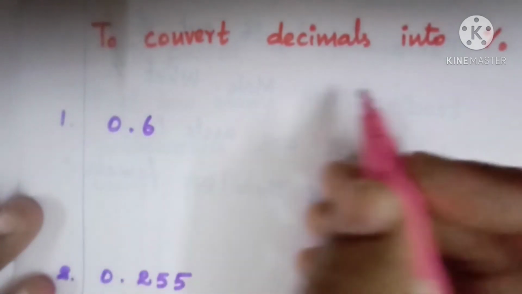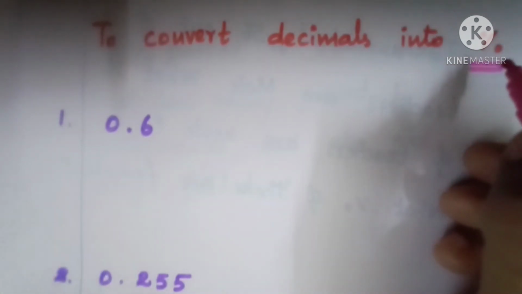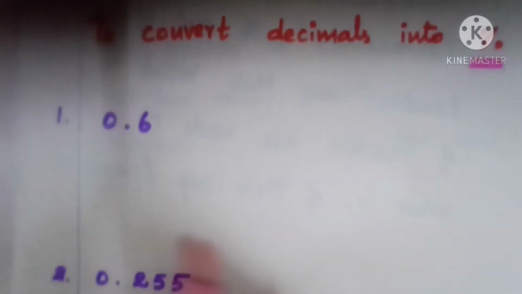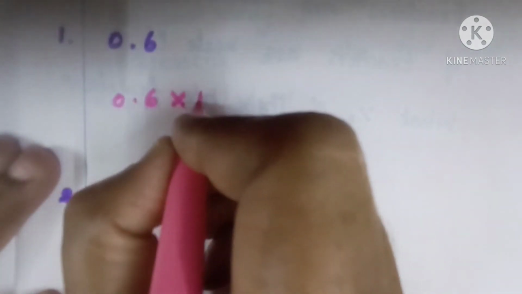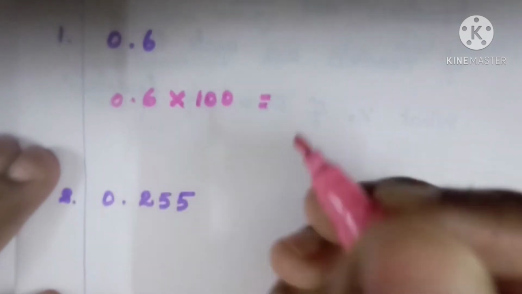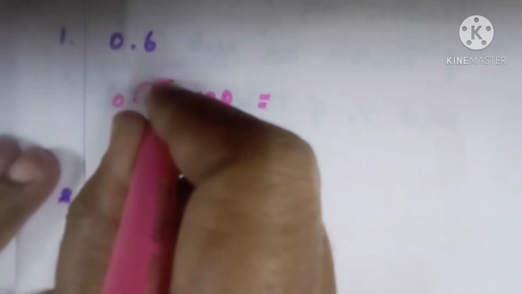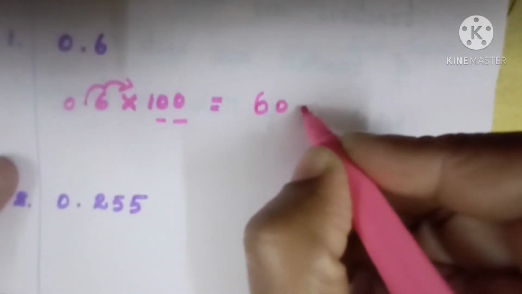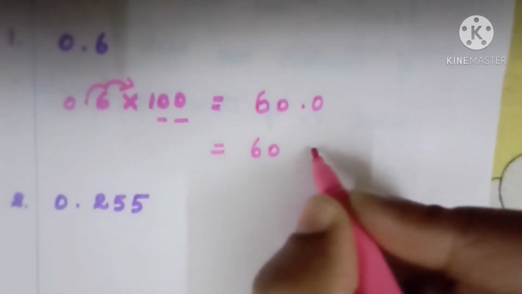Later, to convert a decimal into a percentage. Here also, for any number you have to convert into a percentage, what do you have to do? You have to simply multiply by 100. So, first sum 0.6. So, 0.6 into 100. Multiplying by 100 means 100 has 2 zeros, so you can move the decimal 2 places. So, your answer is 60.0. That means 60 percentage.